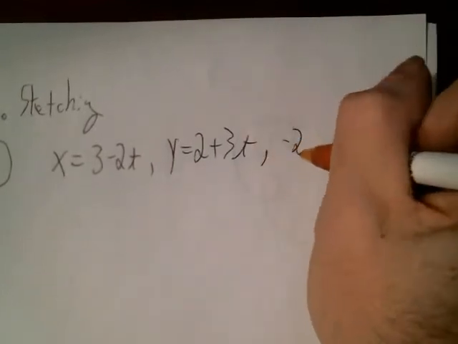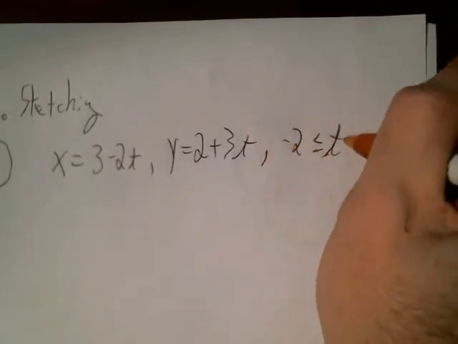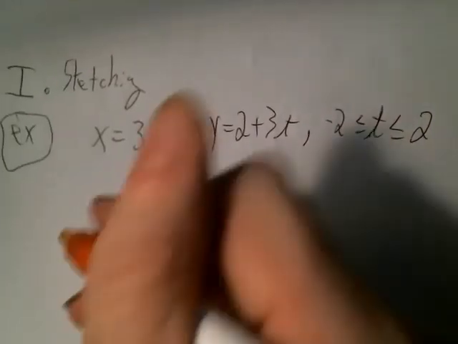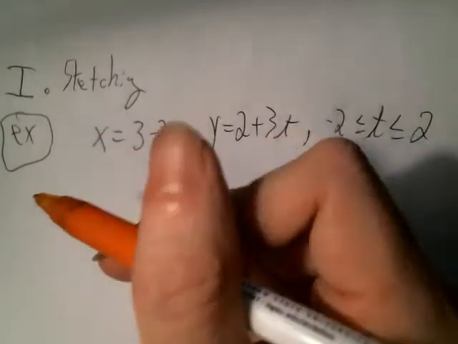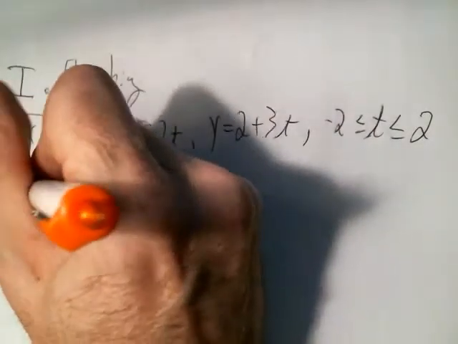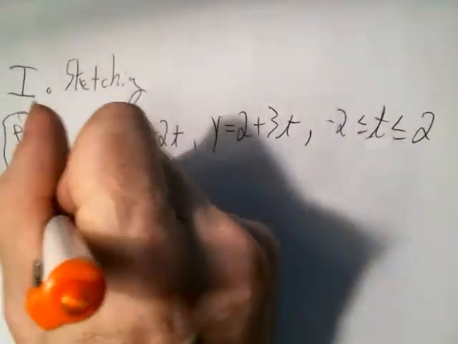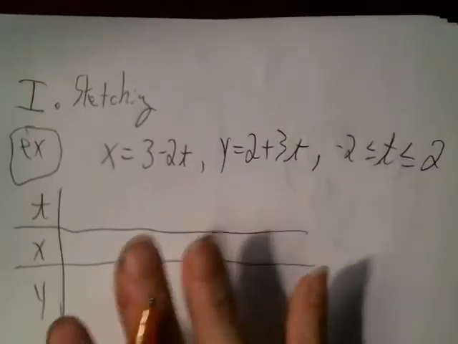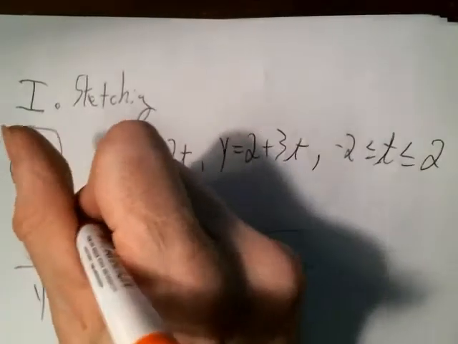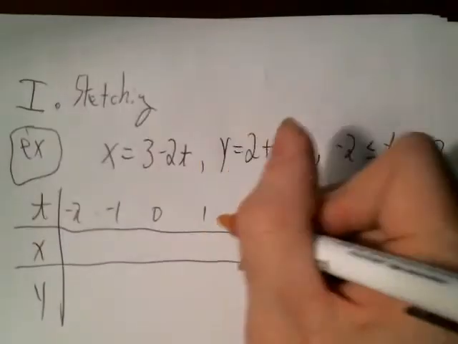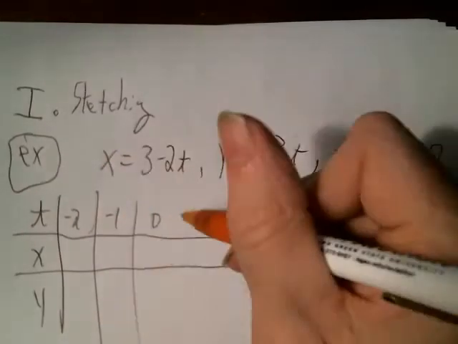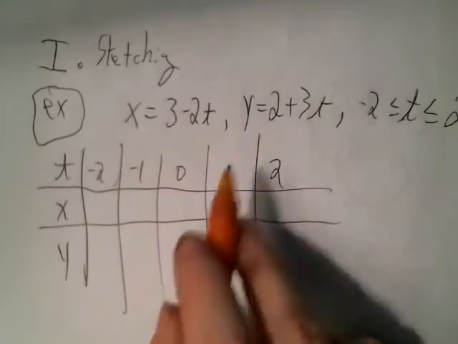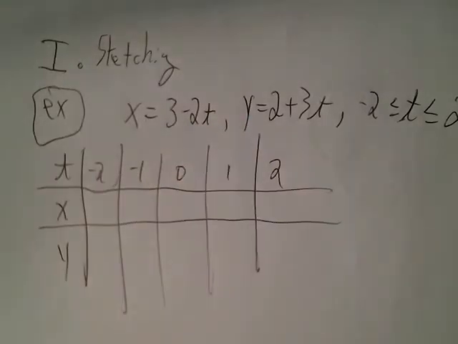I want to go from negative 2 to positive 2. Okay. So to graph these things, instead of just having x and y, now you have t and then x and y. So you go t, x, y. So just look at negative 2 to 2. So negative 2, negative 1, 0, 1, 2.